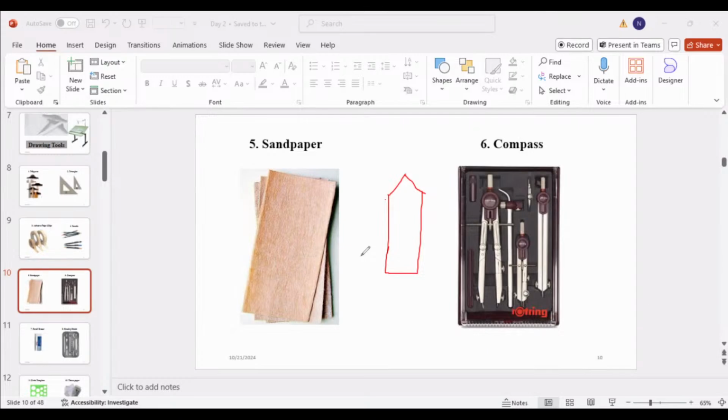Okay. So sandpaper is used for sharpen each of drawing implements.